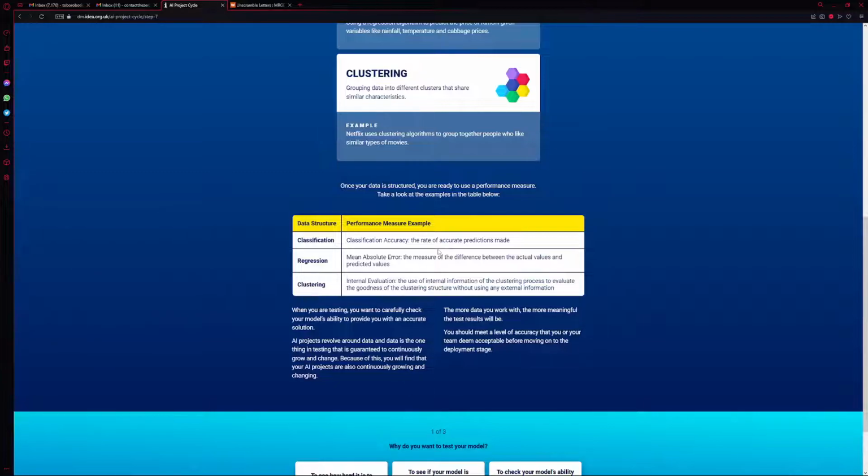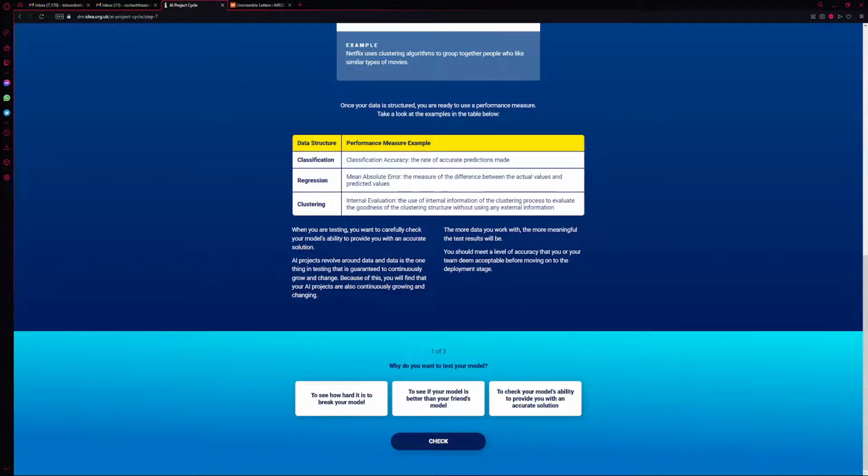When you're testing, you want to carefully check your model's ability to provide you with an accurate solution. AI projects revolve around data, and data is the one thing in testing that is guaranteed to consistently grow and change. Because of this, you will find that your AI projects are continuously growing and changing. The more data you work with, the more meaningful the test result will be. You should meet a level of accuracy that you or your team deem acceptable before moving on to the deployment stage.